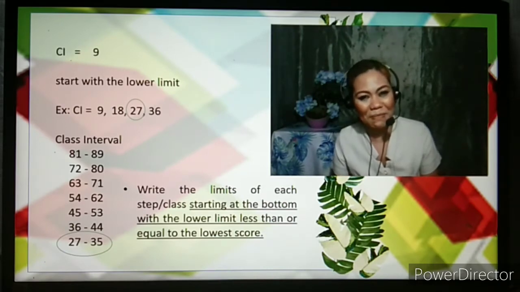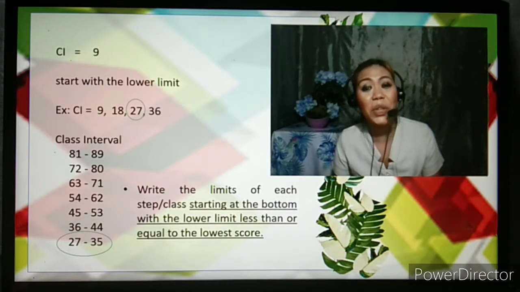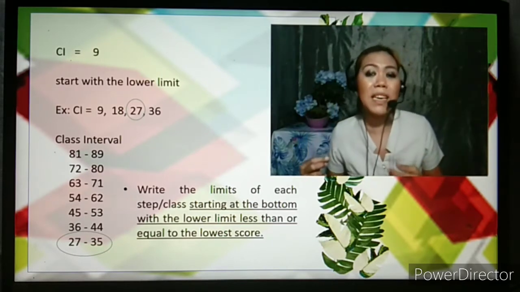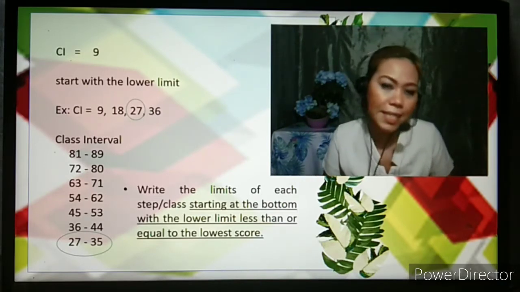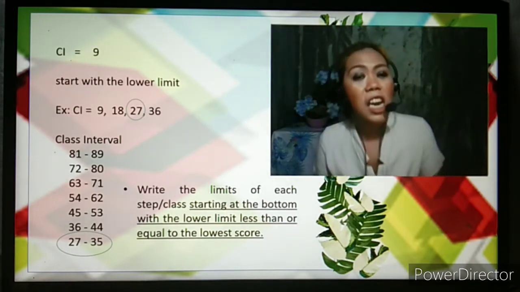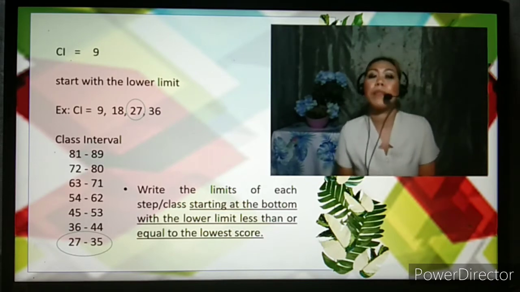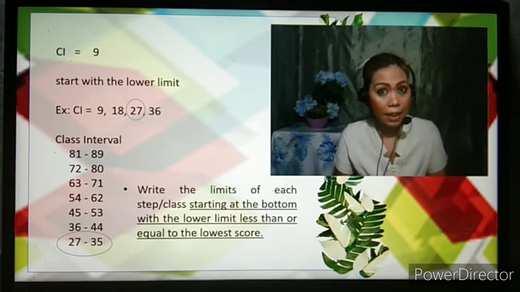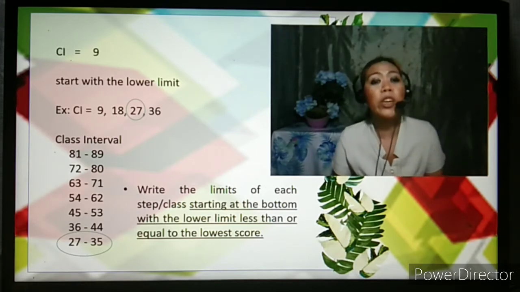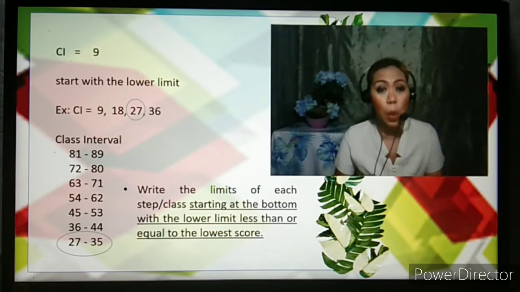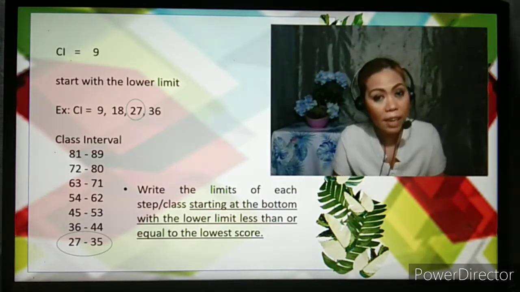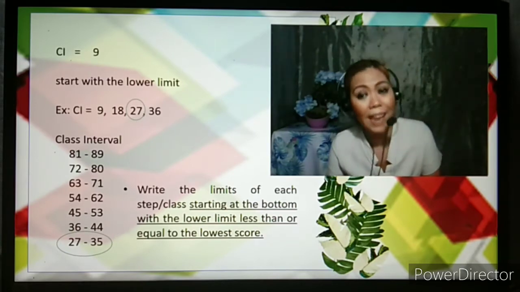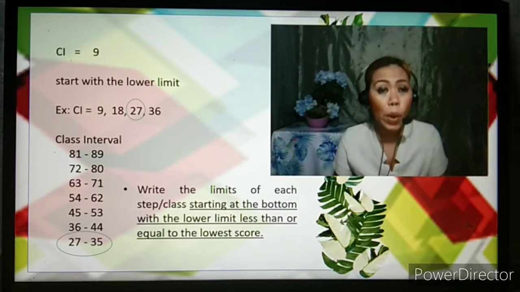Okay, next. This time we're going to write the limits of each step or class, starting at the bottom with the lower limit less than or equal to the lowest score. Look at the example, guys. Don't get lost. Pay attention right here. As you can see, our class interval is 9, right? Remember? We're going to start with the lower limit. For example, the class interval is 9, so 9 plus 9 is 18. Another 9 is 27, and plus 9 is 36. Remember guys, the lowest score is 28.